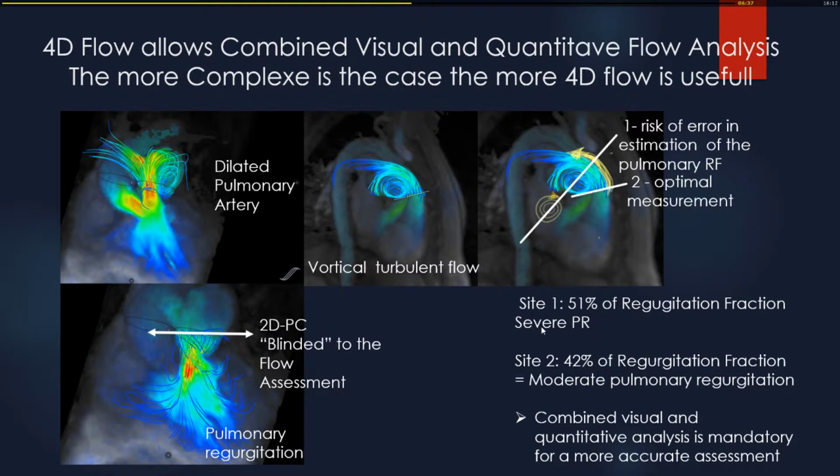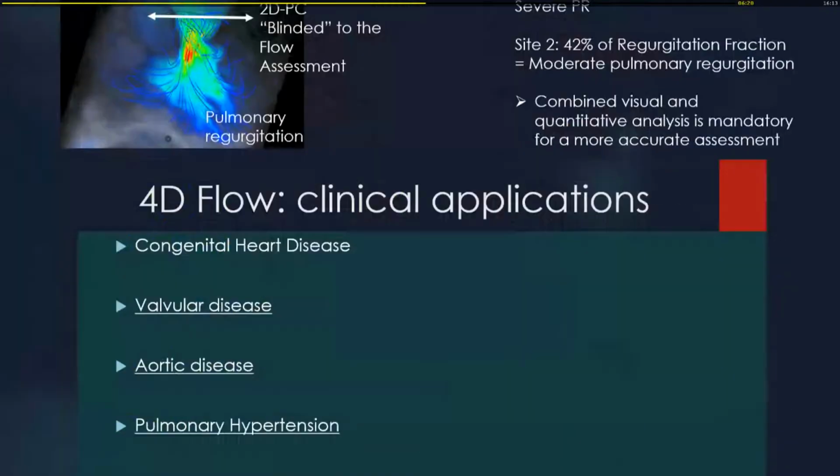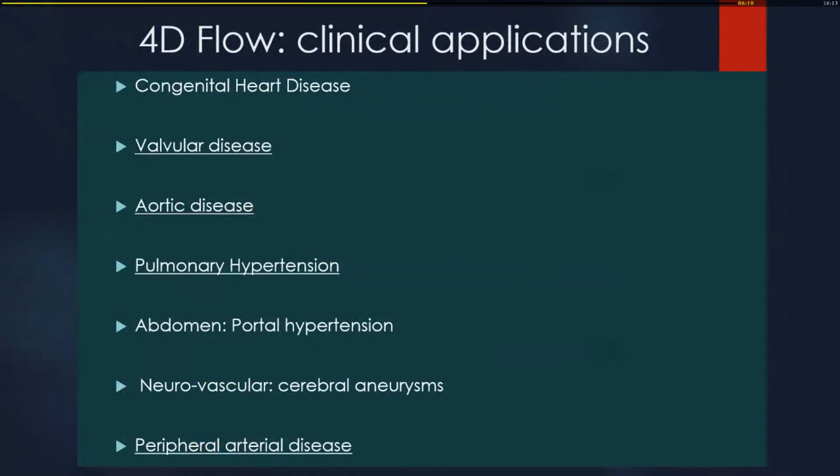And we can estimate a moderate pulmonary regurgitation and set it more important and severe. So a combined visual and quantitative analysis is important for a more accurate assessment of this kind of regurgitations.